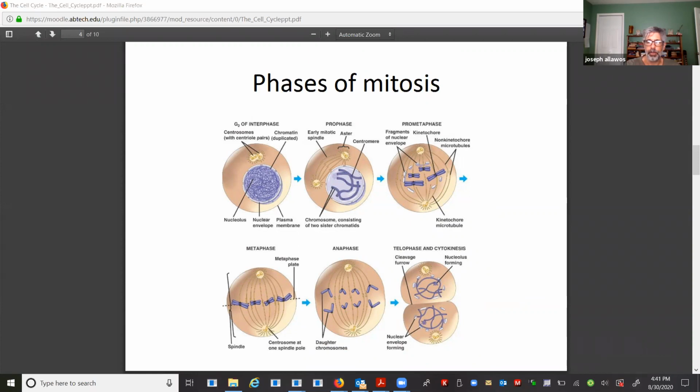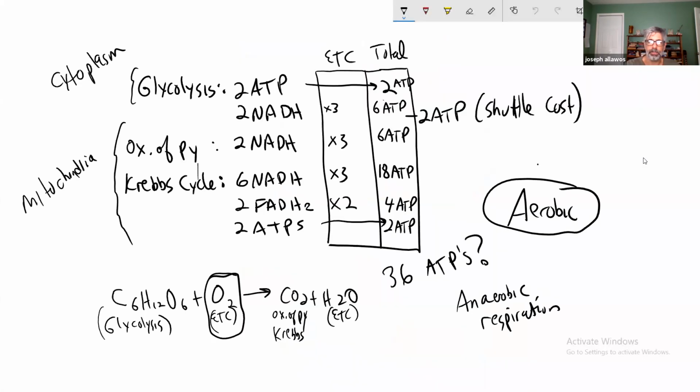So let me pop this Windows Ink up. Oh my goodness, look at that. What is this? You've already seen this. This is where we added up all the ATPs. Got our 36 ATPs, remember, added to 38, and we had to subtract 2 as the shuttle cost, and then we had to run these NADHs and FADH2s through the electron transport chain, and that's what the 3s are about, and the 2 is about here. Okay. Good little review there.